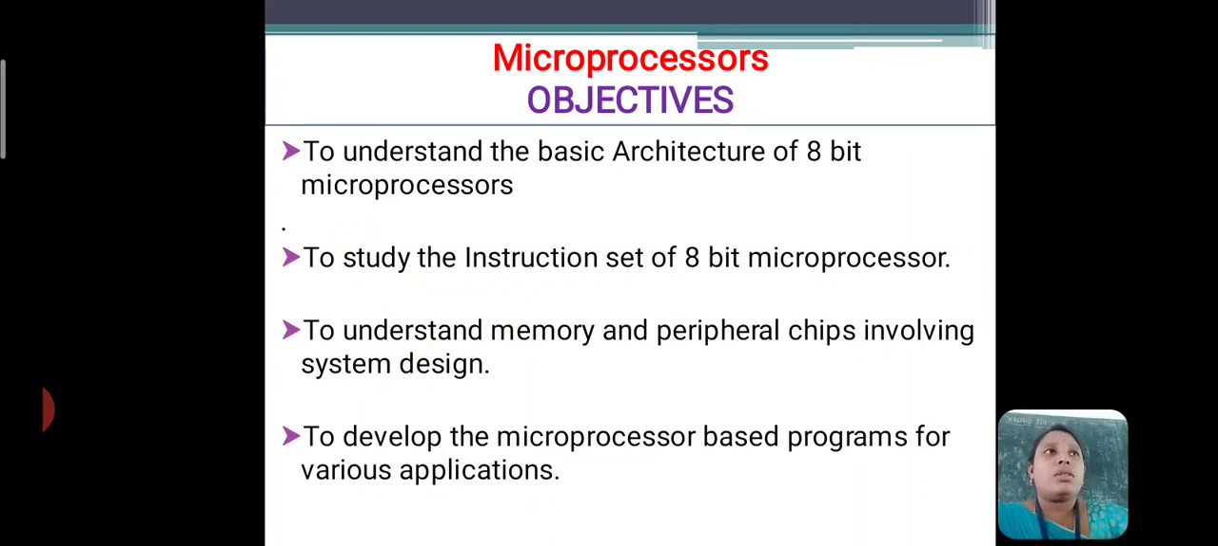Microprocessors objectives. The major learning of these objectives is to understand the basic architecture of 8-bit microprocessors, to study the instruction set of 8-bit microprocessors, to understand the memory and peripheral chips involved in system design, and to develop microprocessor based programs for various applications. This is about the microprocessor objectives.